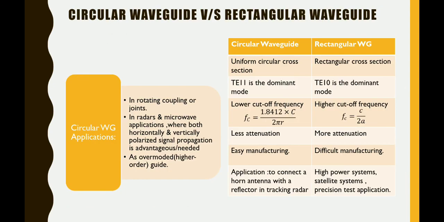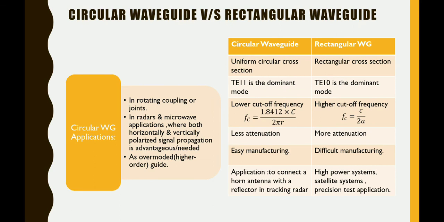Applications of circular waveguide: it is used in rotating couplings or joints, in radars and microwave applications where both horizontally and vertically polarized signal propagation is advantageous or needed, and it is used in the higher order modes of the waveguide.